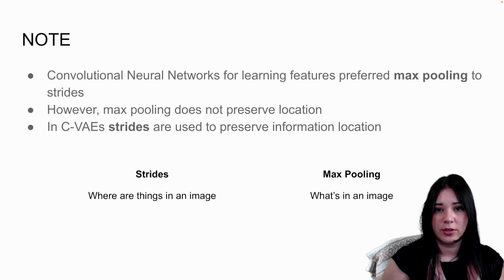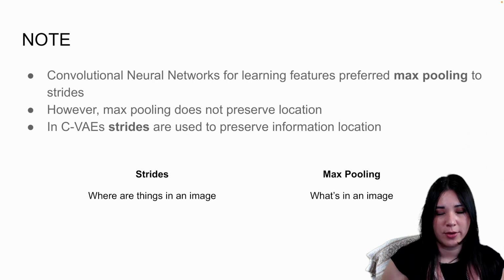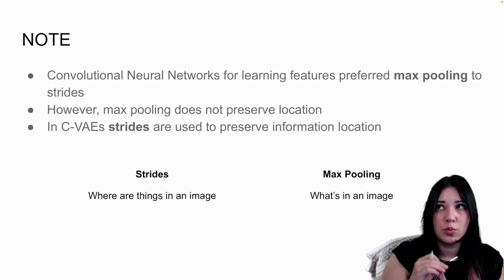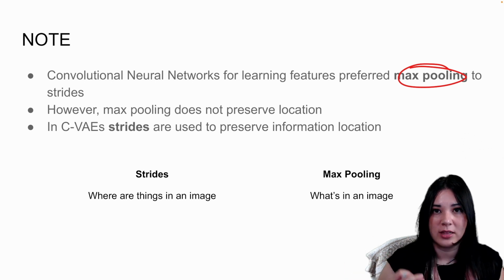First, convolutional neural networks for learning features preferred max pooling to strides in order to downsample our image. That's because in the convolutional networks that we were learning before, we really cared about learning features, like, is there a wheel in this image? Is there a face in this image? We really cared more about whether something was present compared to where something is in the image. Thus, we had a really strong preference for max pooling, which allows you to do that. It asks basically, is there a heart in this image, rather than where is the heart in this image.